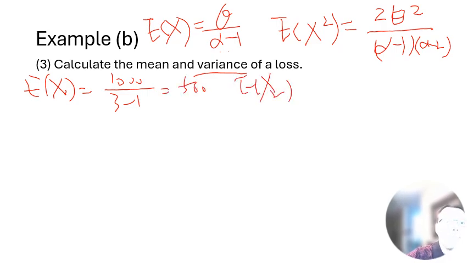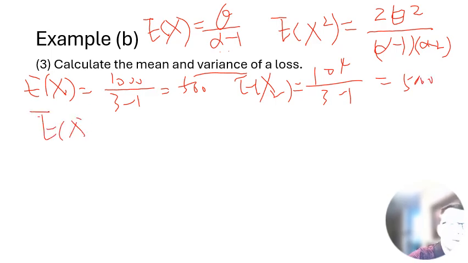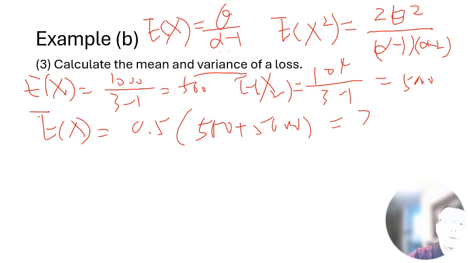Once we have this, we should be able to calculate the expected value for each of these Pareto distributions. So Ex1: theta is 1000, alpha is 3, so 3 minus 1, it's 500. Ex2 is 10,000 over 3 minus 1, which is 5,000. Therefore, Ex is the weighted average of these two: 0.5 times 500 plus 0.5 times 5,000, which is equal to 2750.